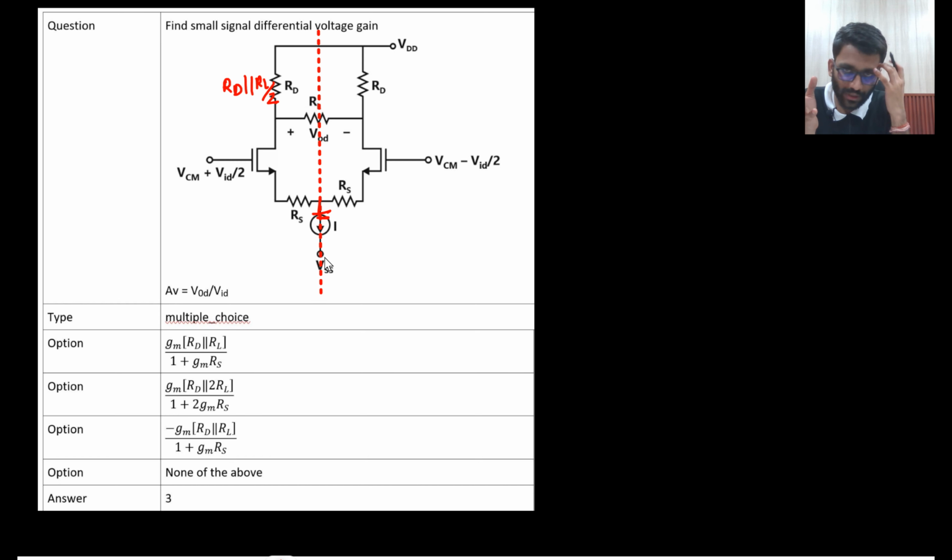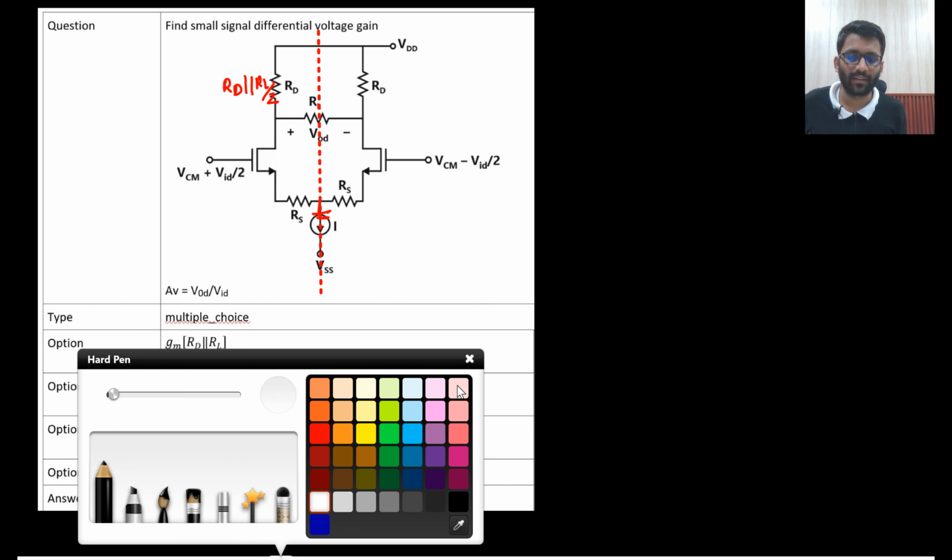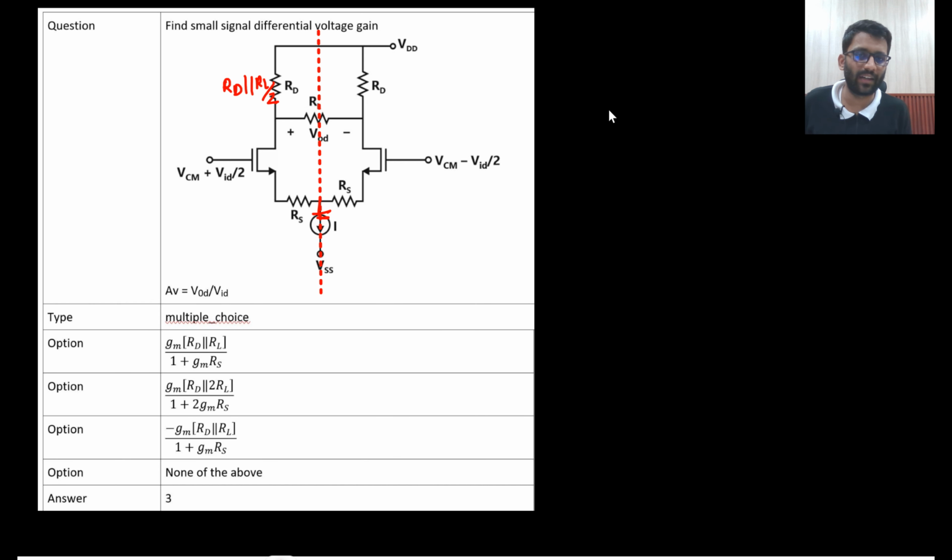Okay, but those who know the concept of half circuit, simply it will be replaced with ground. This will also be replaced with ground. So RD parallel to RL by 2 and this is RS. So what will be the differential gain? Only one stage gain I can write. This is becoming common source amplifier with degeneration. So what is that gain? GM RD parallel RL by 2.